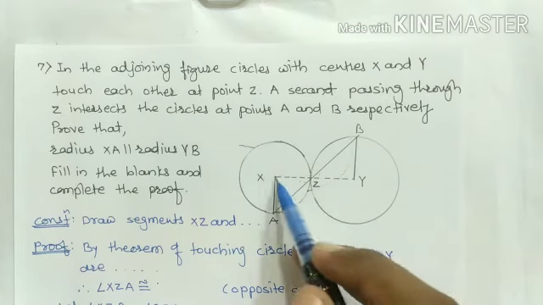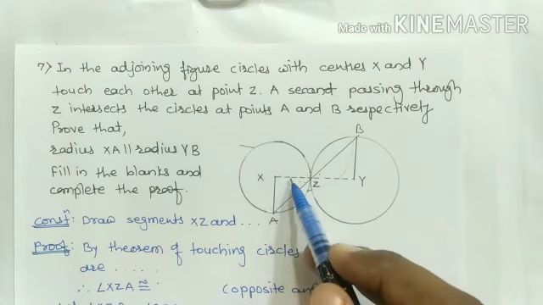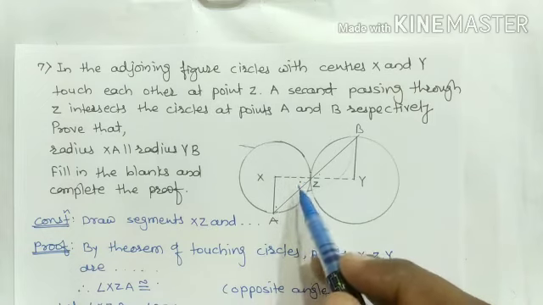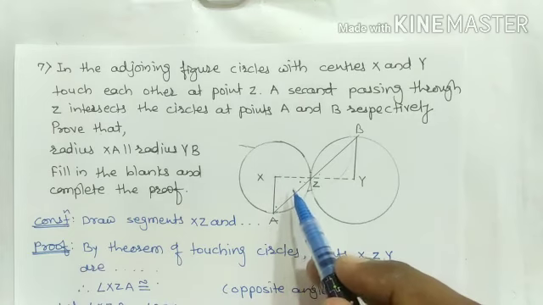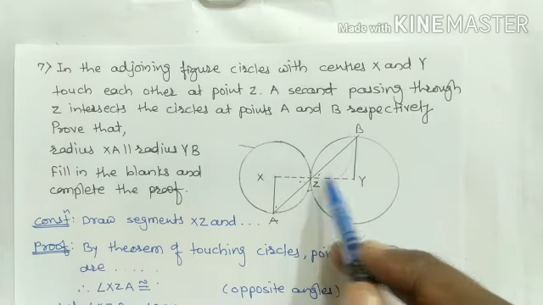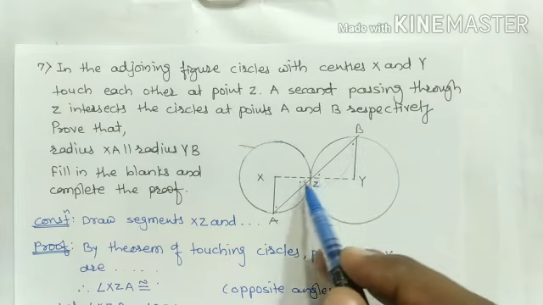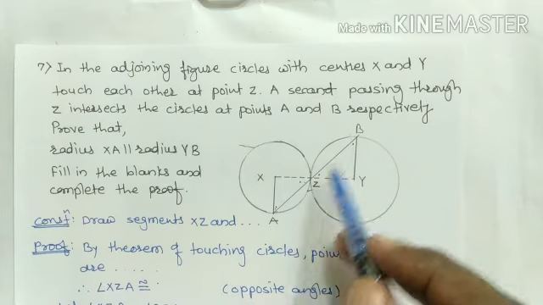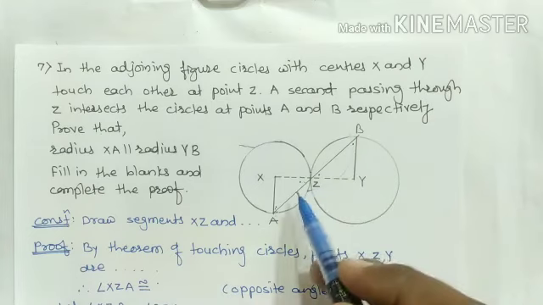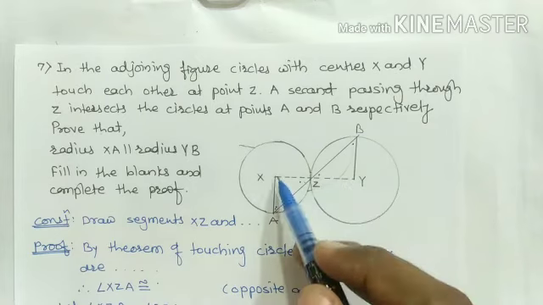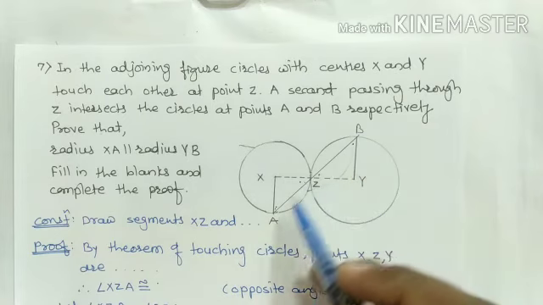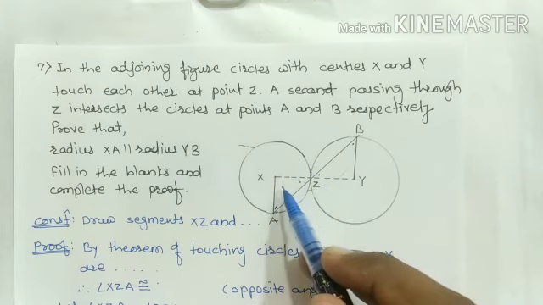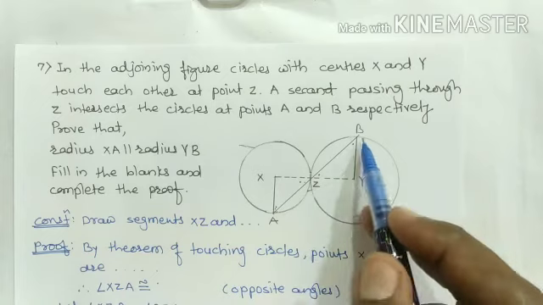See now in triangle XAZ, side XA is congruent to side XZ, radii of the same circle. Therefore this angle is congruent to this, by the isosceles triangle theorem. Similarly we can prove that this is congruent to this. First we prove these two angles are congruent, and from first, second and third these two angles are congruent, but these two angles are the alternate angles formed on segments XA and YB by the transversal AB. And by the alternate angle test we can easily prove that XA is parallel to YB.